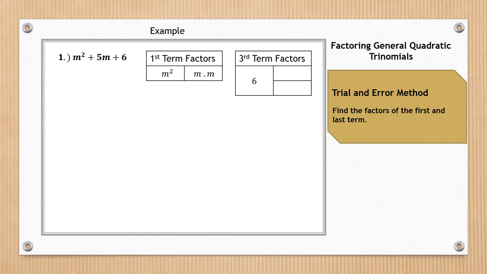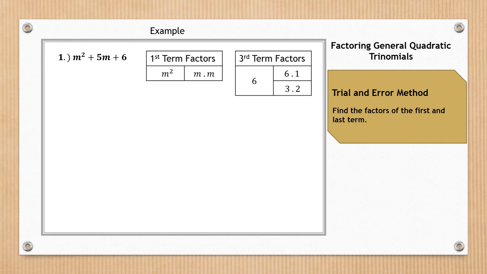So, what are the factors of 6? We have 6 times 1. 6 times 1 is equal to 6, so that's a factor pair of 6. What else? There's also 3 times 2. 3 times 2 is 6. You write down as many factors as you can. In this case, these are the only factors of our 6. If you can still find another factor of 6, you can write it down. Here, 3 times 2 would be the last factor pair of our 6.